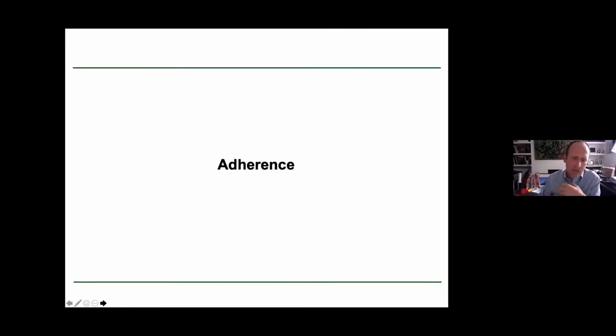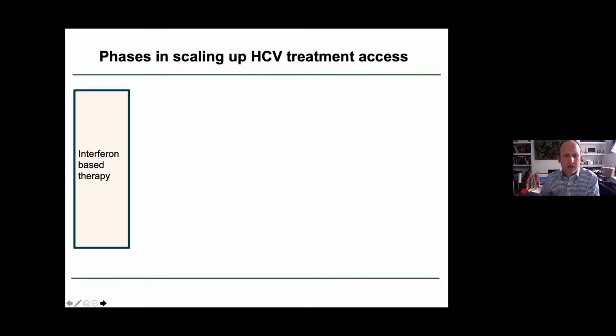And we believe, although the evidence is yet to be very strong, that adherence is going to be better for courses that are shorter, and that adherence tends to drop off later in treatment courses. And this becomes relevant as treatment scale-up and access to treatment improves.